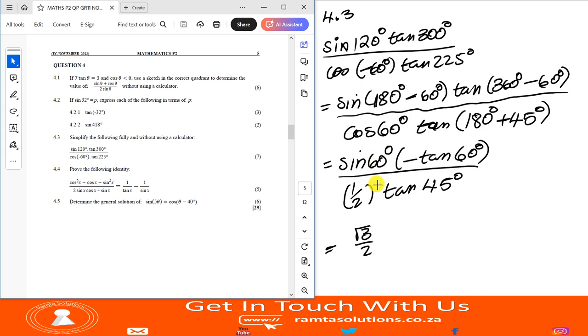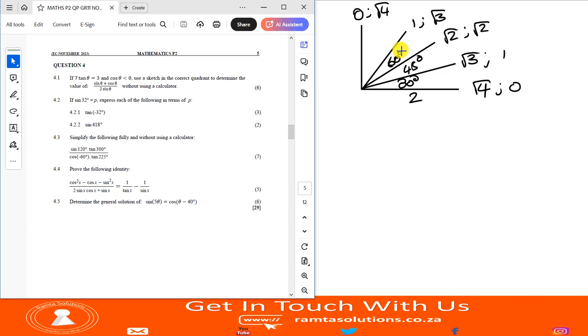Sine 60, we're gonna go to the diagram. This is the 60 degrees line. What is sine 60? Sine is y over r. What is y? Y is this. Remember I said this is x, this is y. It's root 3 over 2. Okay?